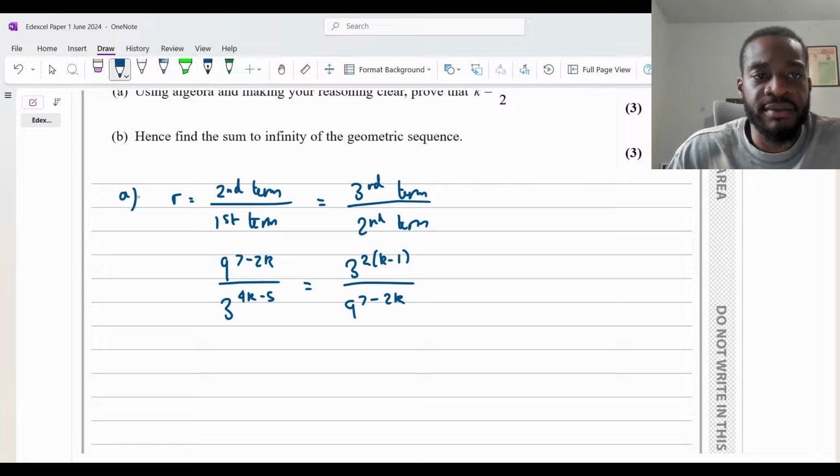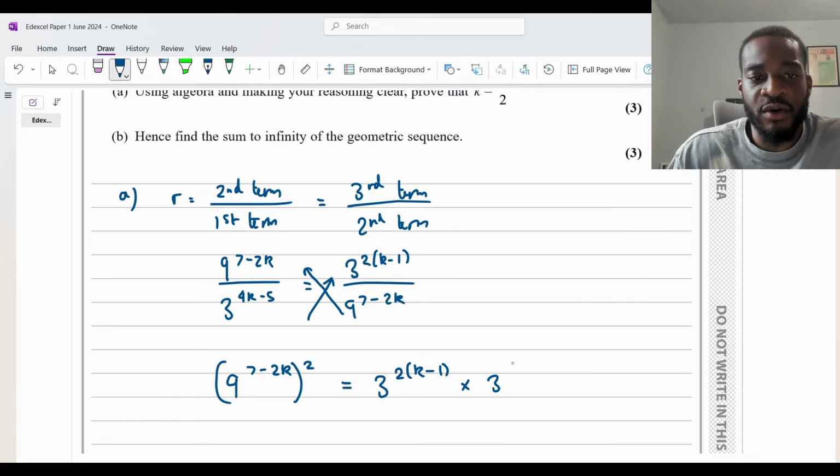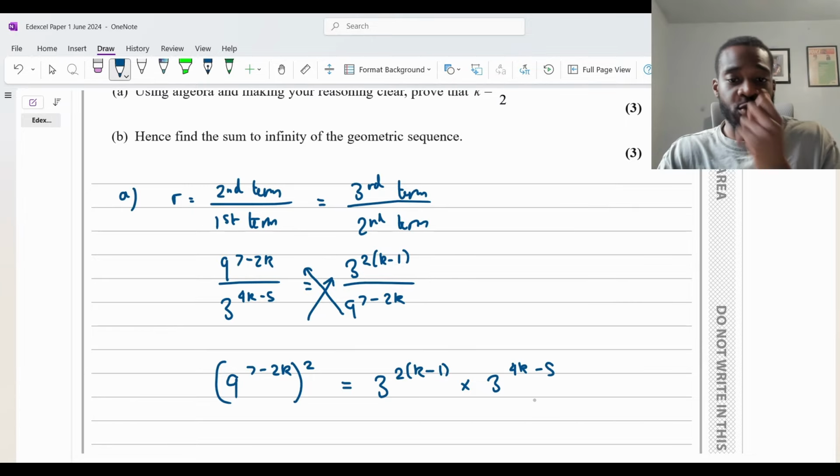We're just solving this. I'm going to cross multiply. If I times that up there and then that up there, that will be 9 to the power of 7 minus 2k. It's going to be squared, isn't it? So I'll put a square like that. And then this will equal 3 to the power of 2. And then I'll expand it after 2k minus 1 multiplied by 3 to the power of 4k minus 5. Like that. So we just cross multiplied.